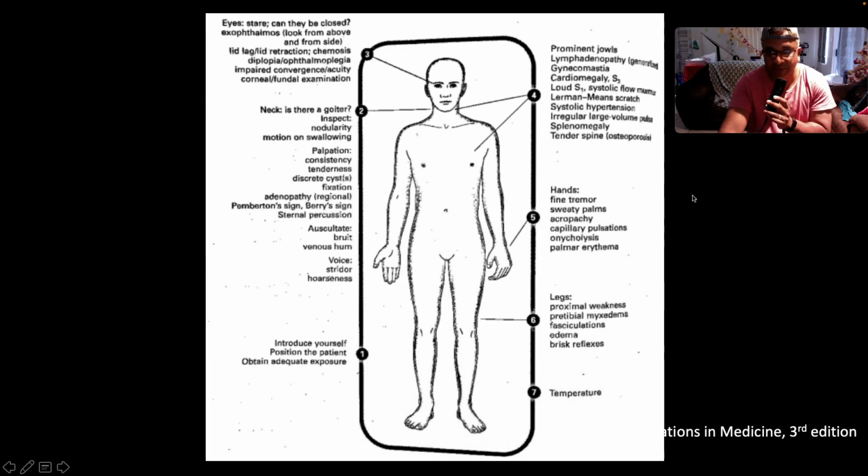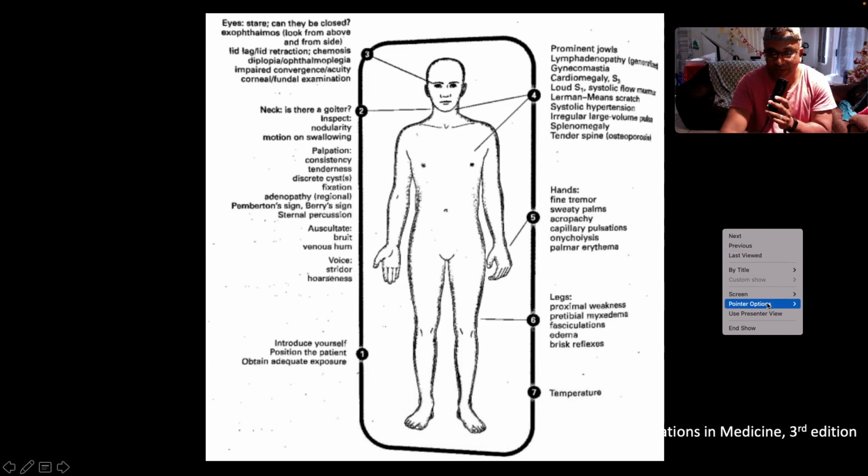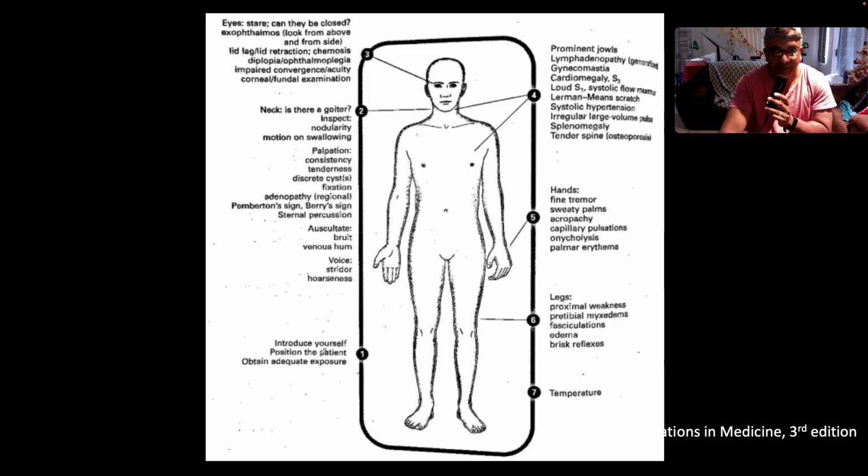Alright, as is customarily the case, we're first going to introduce ourselves to the patient, position the patient, ideally sitting up in Fowler's position, and obtain adequate exposure. Right. So first up, just step back and make your usual inspection. First up, look at the neck.